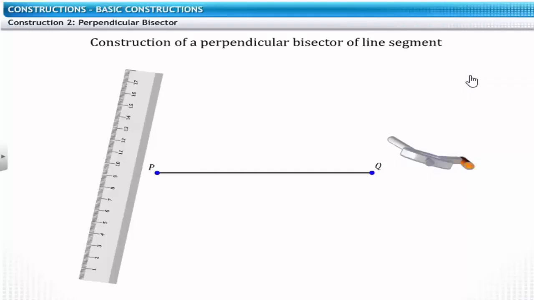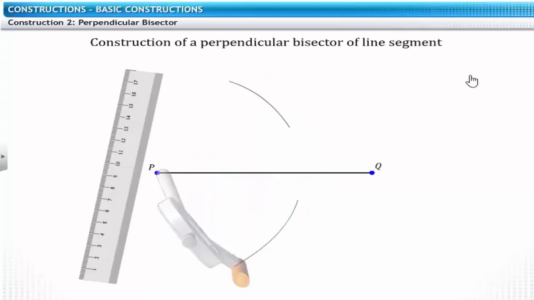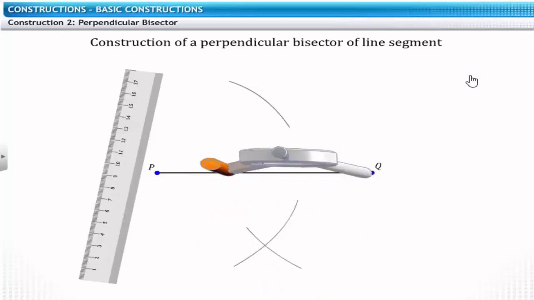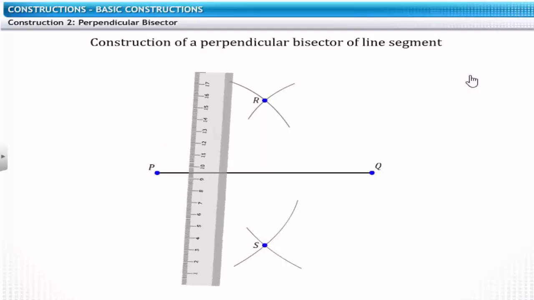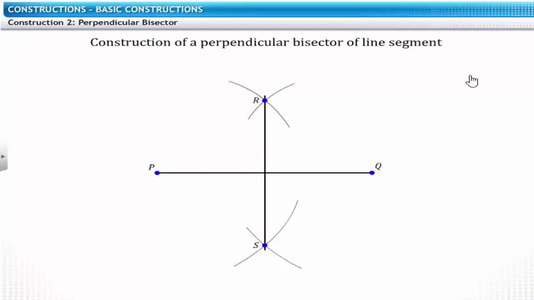Taking point P as the center, mark arcs of any radius on both sides of the line segment PQ. Similarly, taking Q as the center, with the same radius, draw arcs on both sides of the line segment PQ. These arcs intersect the two arcs drawn from point P. 2 points are obtained from the intersection of these arcs. Name these points R and S. Draw a line passing through points R and S. This line intersects the line segment PQ at M.